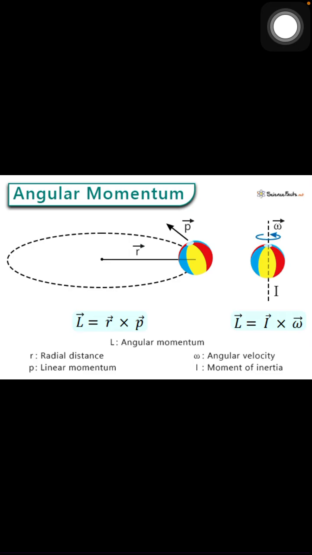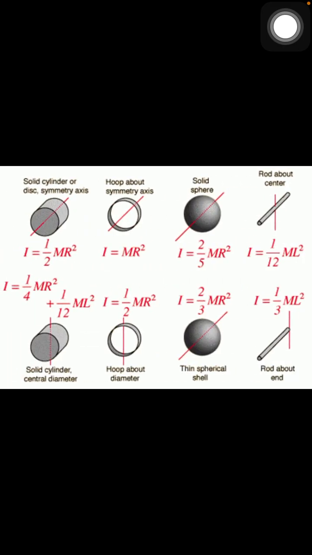In figure second, angular momentum L vector is equal to I vector into omega vector. Here I is moment of inertia and omega is angular velocity. So focus on this. We have studied moment of inertia in detail in class 11. We know a circular object has radius and a cylindrical object also has length.